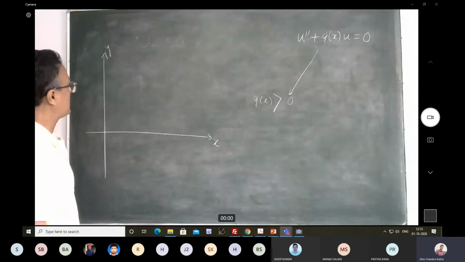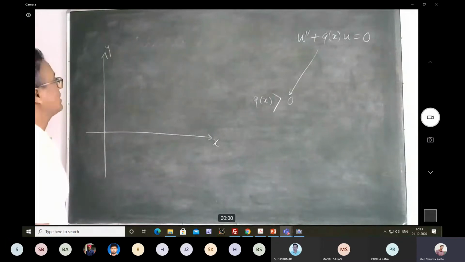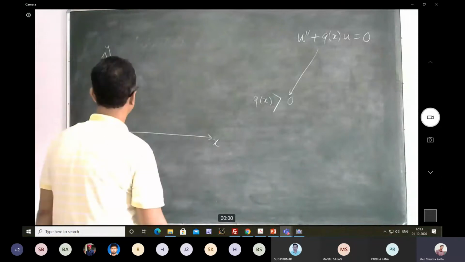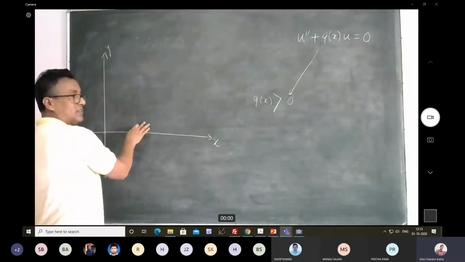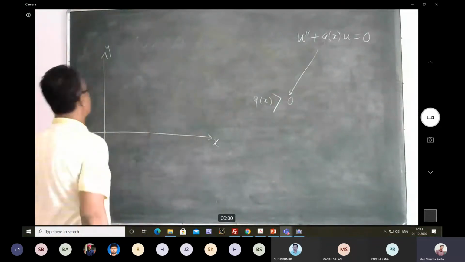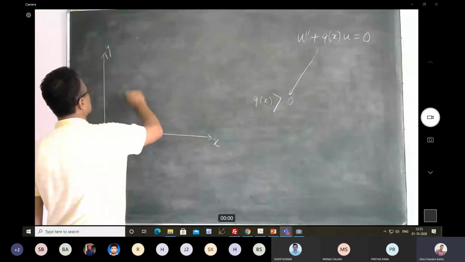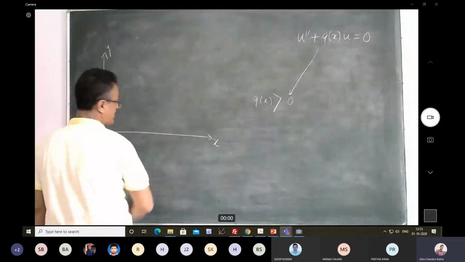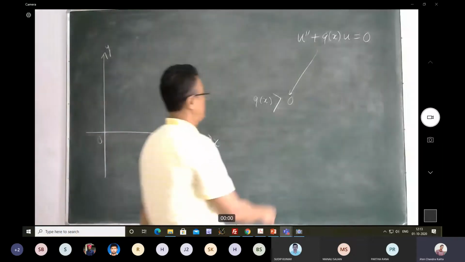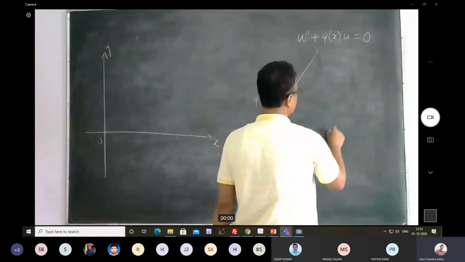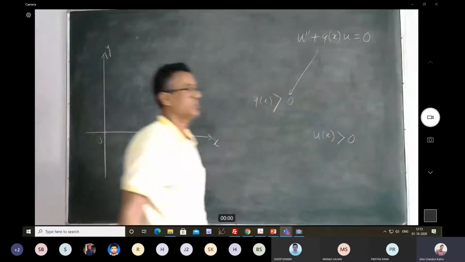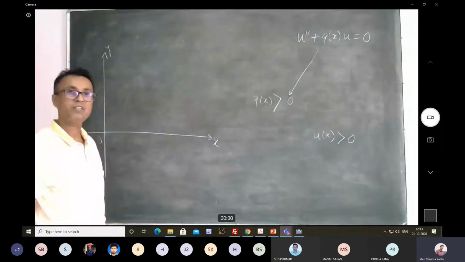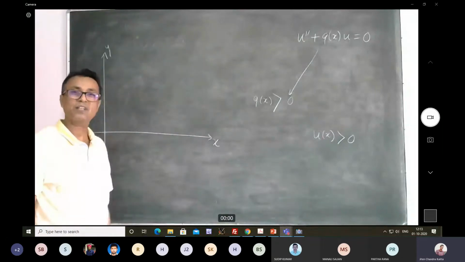Now suppose I am considering the solution above the x-axis. So I have a curve something like this. Since I am considering the solution above the x-axis, that means I am definitely assuming that u(x) is greater than 0. Is it okay with everybody? u(x) is greater than 0.